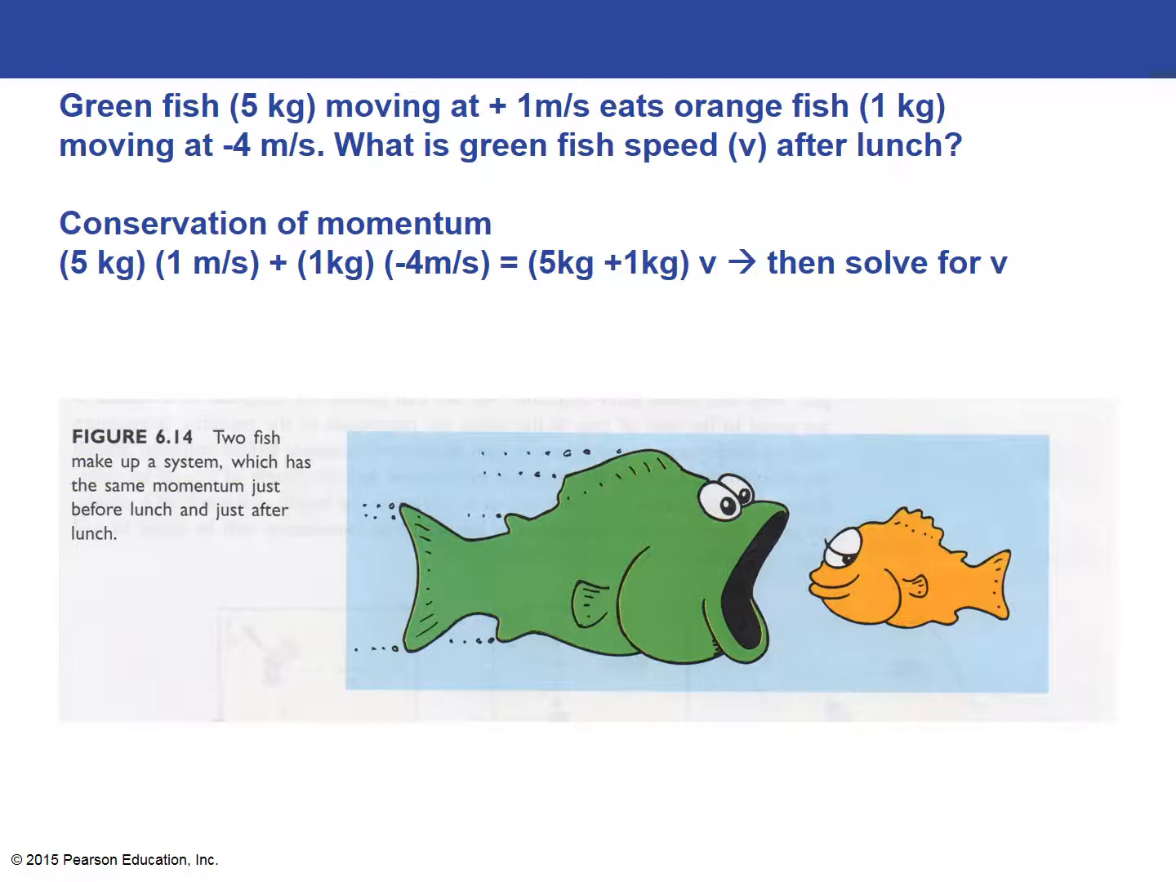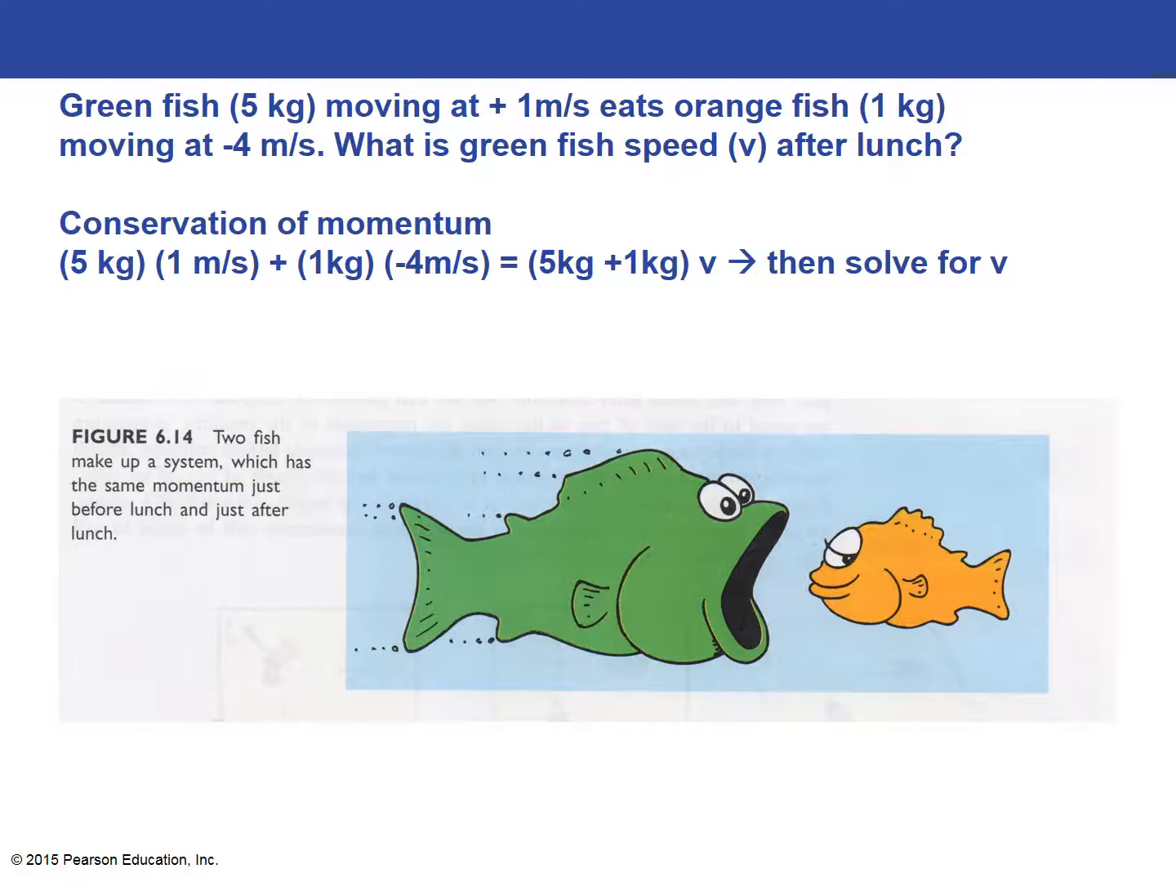The momentum of the orange fish is minus 4 kilogram meters per second, which is to say that it's the product of the mass times its velocity in the negative direction. Therefore, we have a minus sign where you see the velocity as minus 4. And that is the total before. So if I add up those numbers, I get 1 kilogram meter per second.